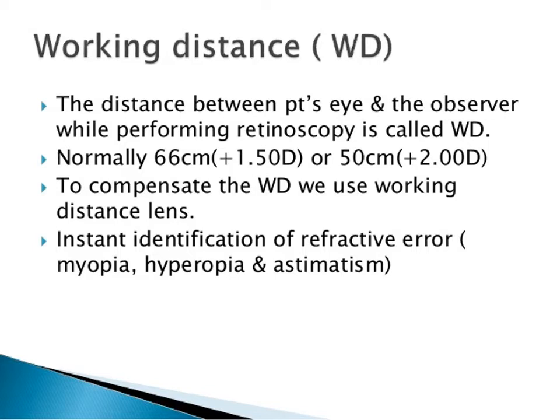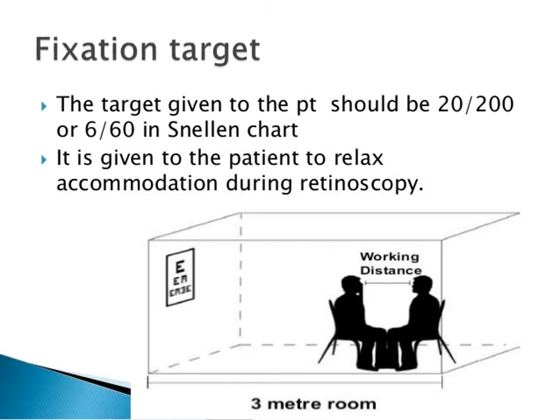Instant identification of the refractive error like myopia, hypermetropia, or astigmatism can be done by retinoscopy. The fixating target is given to the patient, which should be 6/60 in the Snellen's chart or 20/200. It is given to the patient to relax the accommodation during retinoscopy. The patient will look at the fixating target.